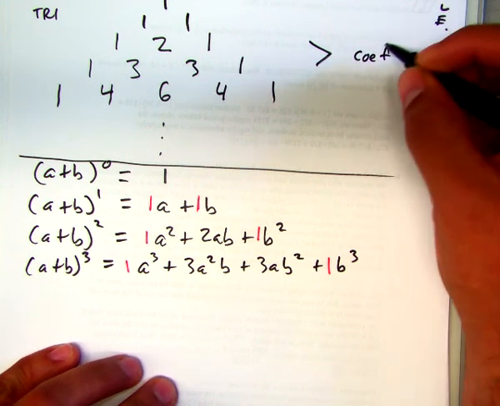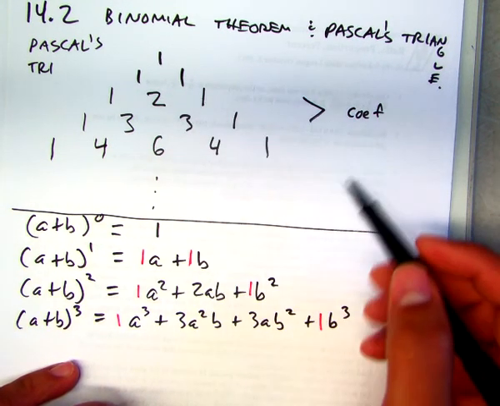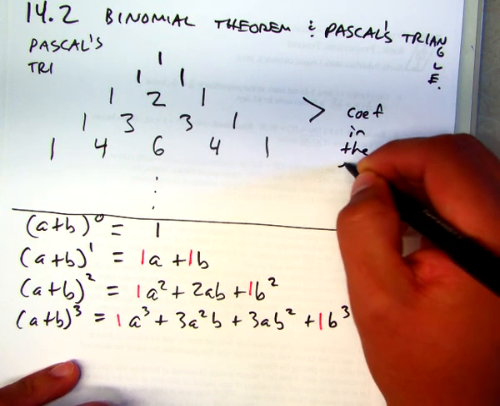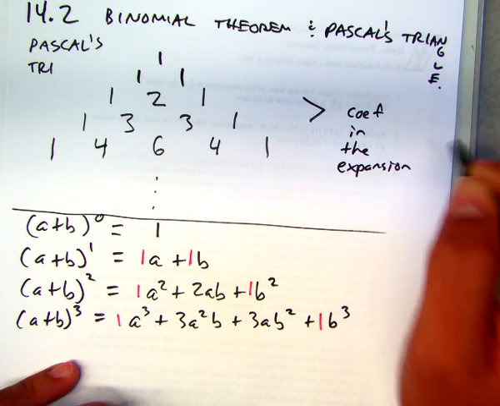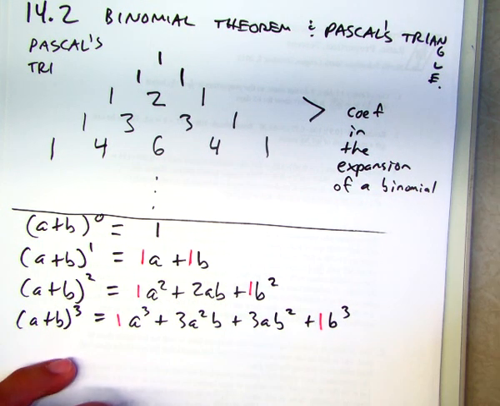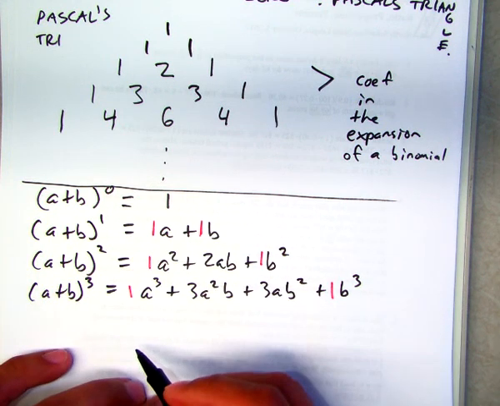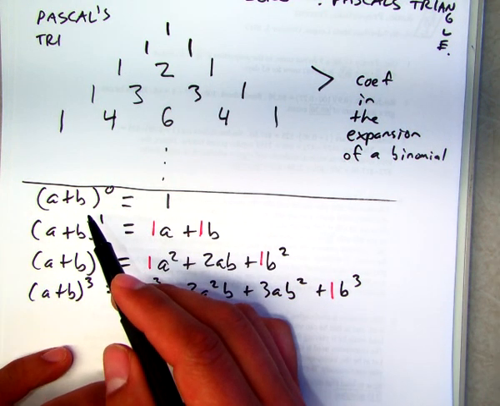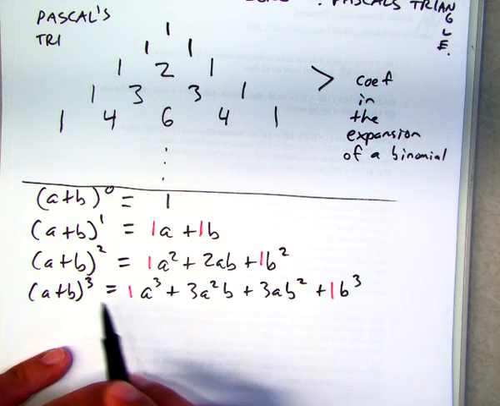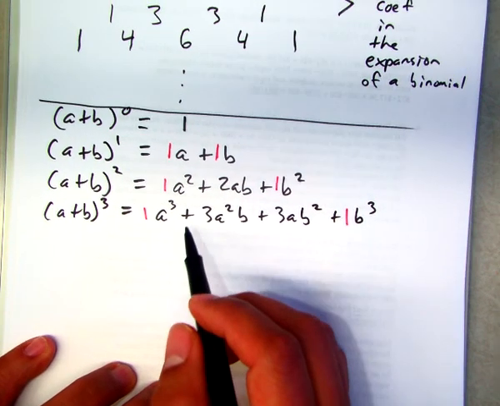So here's what you should know about the binomial theorem, or the Pascal's triangle. These numbers represent the coefficients in the expansion of a binomial. Expansion meaning, if it's a binomial to a power, you can use these to take a little shortcut. Instead of having to FOIL it out and spend a few minutes doing it, you can use these numbers and look for a pattern here, and I'll show you what the pattern is right now.